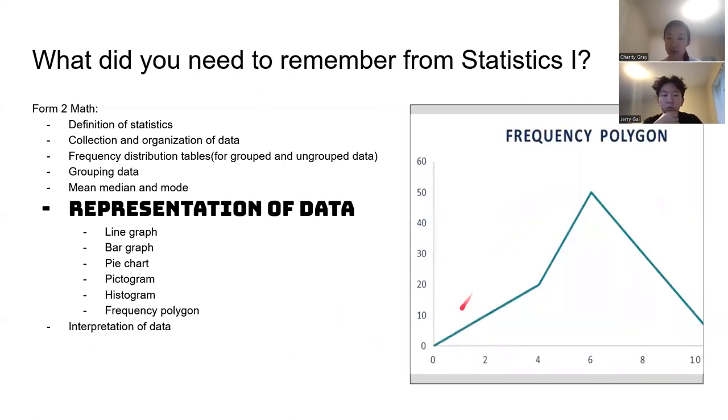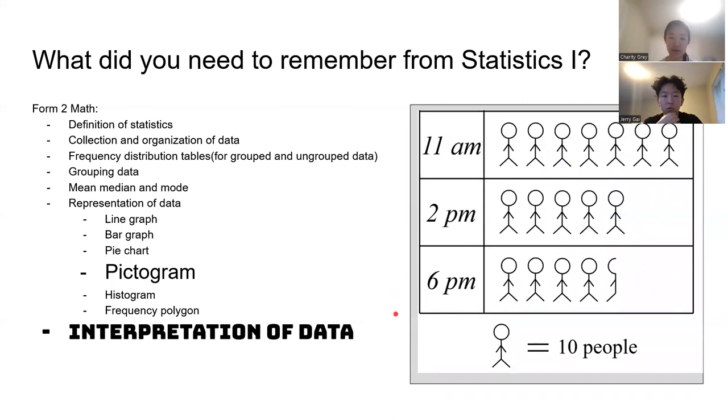And last of all, you have a frequency polygon. So this is very similar to a line graph, except that instead of using time, it'll use a number such as age at the bottom, and then how many people have the age, and then it'll line up these things. Does anyone have any questions? If you do have any questions about any of these representations of data, please make sure to ask your teacher or submit a question in the WhatsApp.